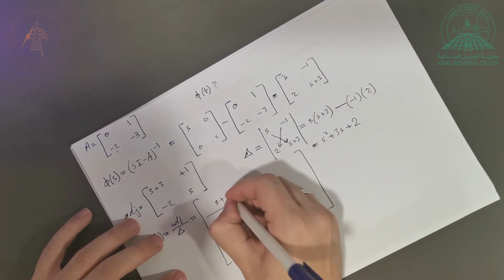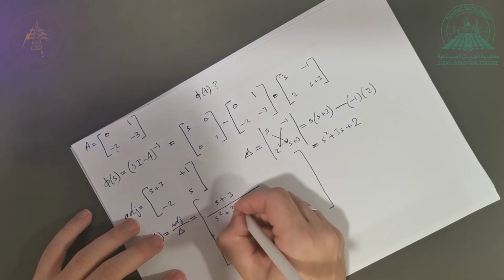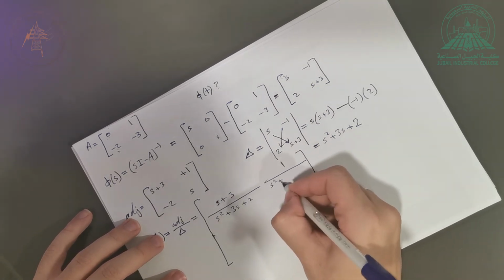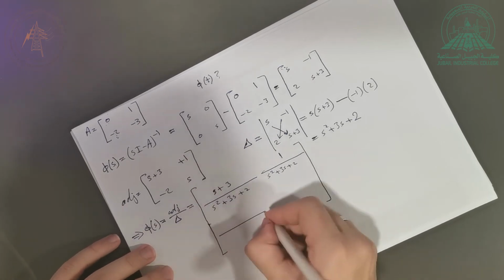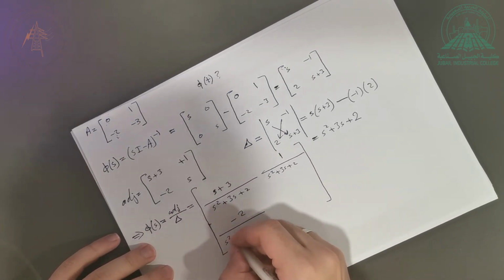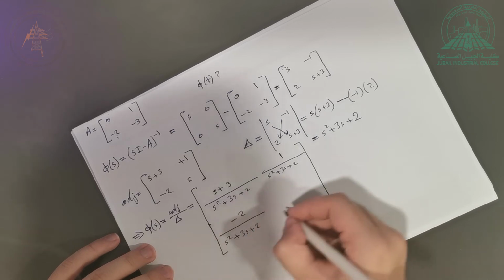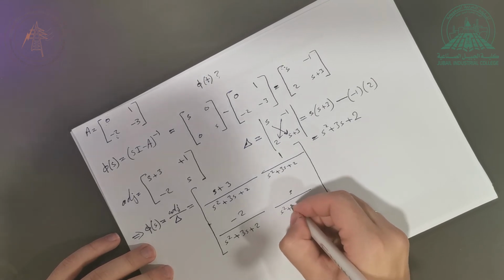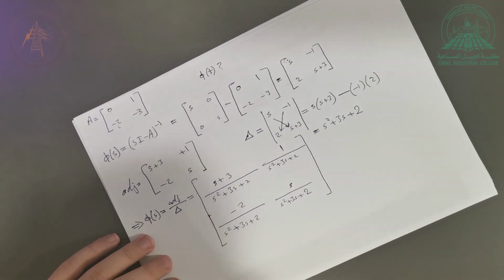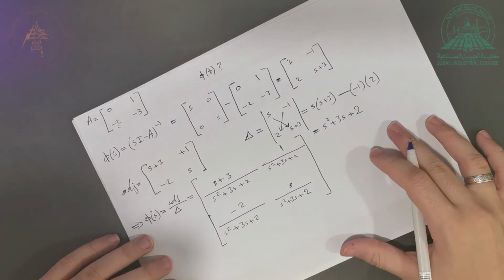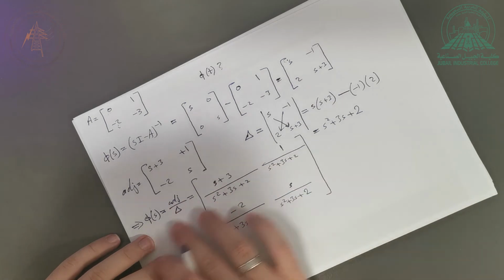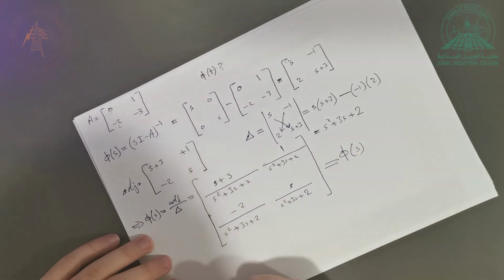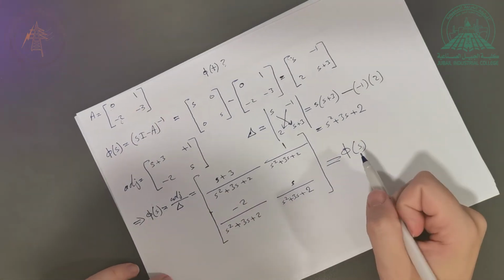What do I have here? I have (s + 3)/(s² + 3s + 2), here I have 1/(s² + 3s + 2), here I have −2/(s² + 3s + 2), and here I have s/(s² + 3s + 2). So this is the state transition matrix in the frequency domain, this is Φ(s), right? Now, how do I get Φ(t)?